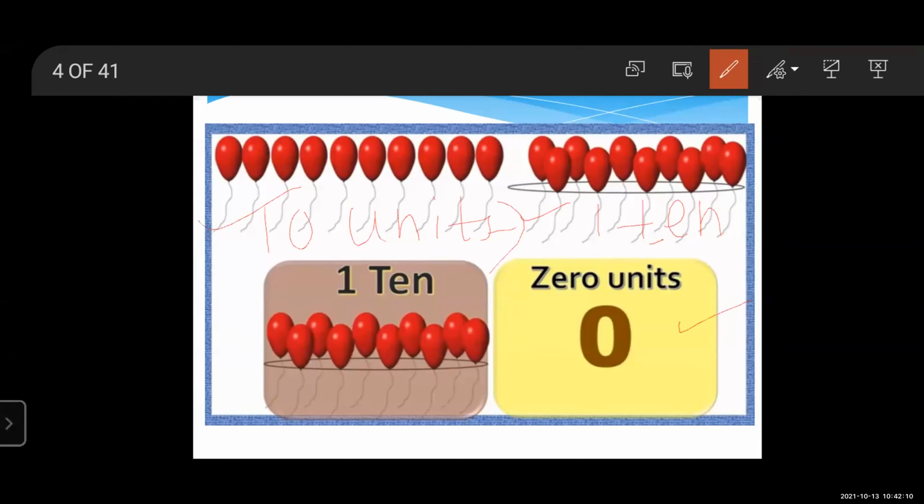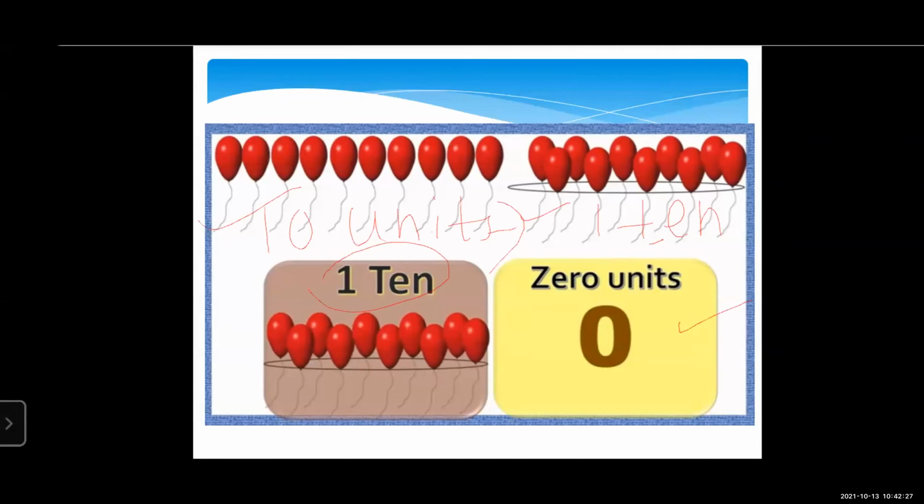Okay, children, be clear about these things in your mind. When we count the balloons separately, that is 10 units. But when we tie the balloons and make a bundle of the balloons, that is called a ten. Keep this thing in your mind, okay?